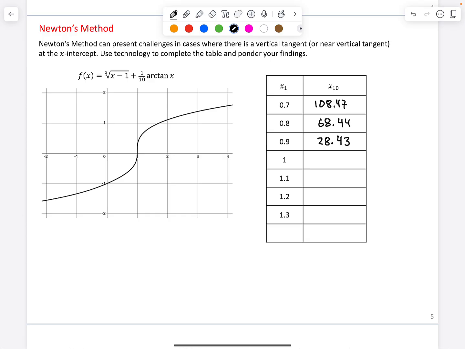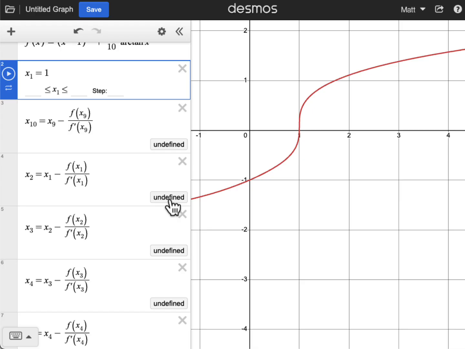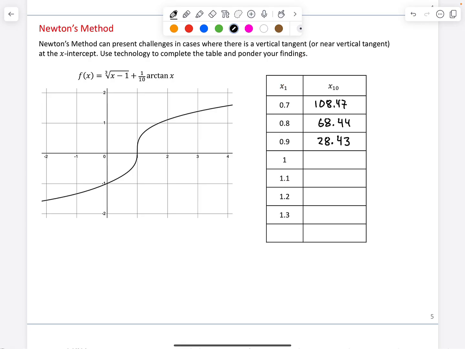Now we saw that the actual x-intercept is about 1, and if I plug in 1 for my initial value, notice I get right away for x2 even, undefined. And all of these therefore are undefined. Now why is that? We'll look at our notes.